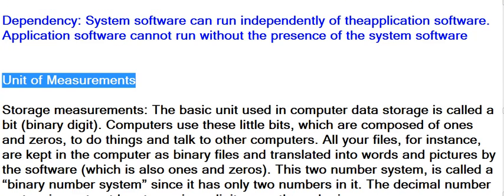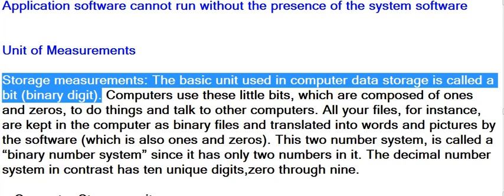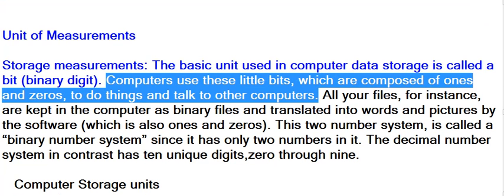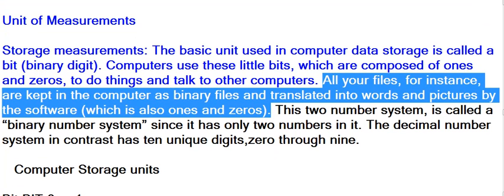Unit of measurements. Storage measurements. The basic unit used in computer data storage is called a bit, binary digit. Computers use these little bits, which are composed of ones and zeros, to do things and talk to other computers. Audio files, for instance, are kept in the computer as binary files and translated into words and pictures by the software, which is also ones and zeros.